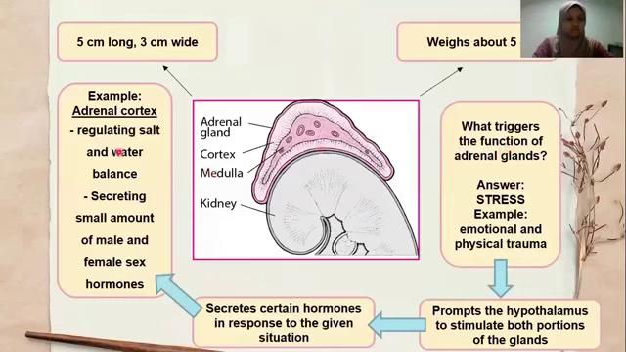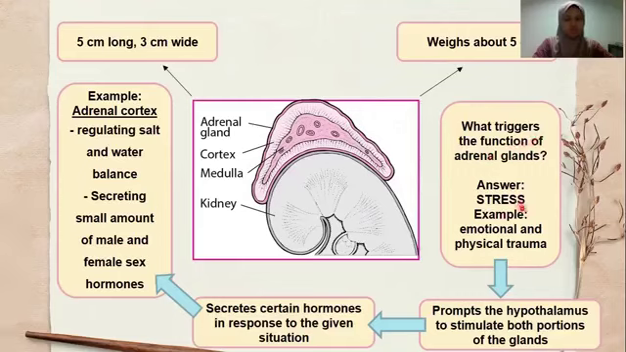Next, before we move on to the main contents, let me give you a brief overview of what the adrenal glands are about. As you can see here from the cross-section of the adrenal glands, the outer region is called the cortex, while the inner region is called the medulla. In general, each adrenal gland is about 5 centimeters long, 3 centimeters wide, and weighs about 5 grams. So, what triggers the function of adrenal glands?